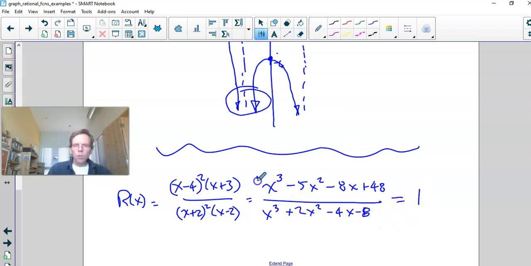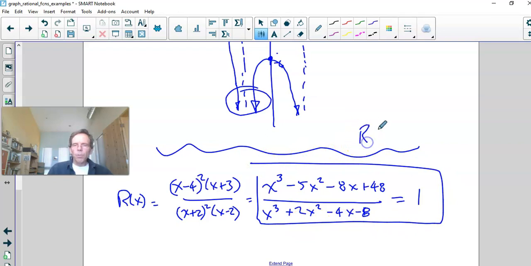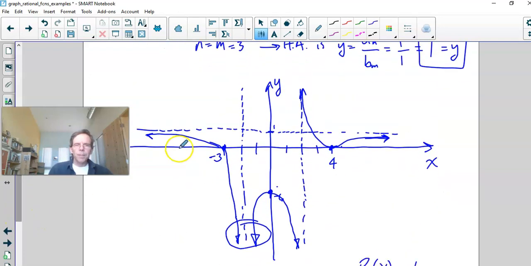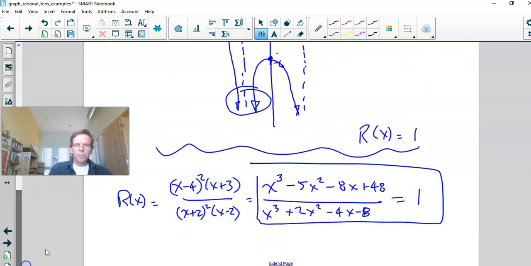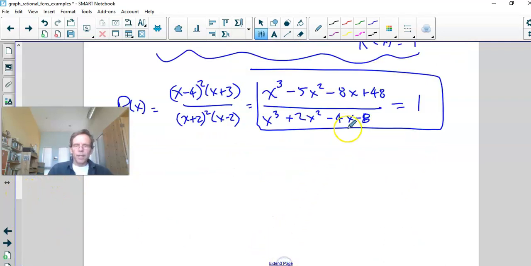Where is this equal to 1? Where is the rational function equal to 1? If this crossed somewhere, well, we know it crosses here. That's going to be one solution right there. Okay, so let's solve this. It may look a little gnarly, but we know how to solve rational equations.